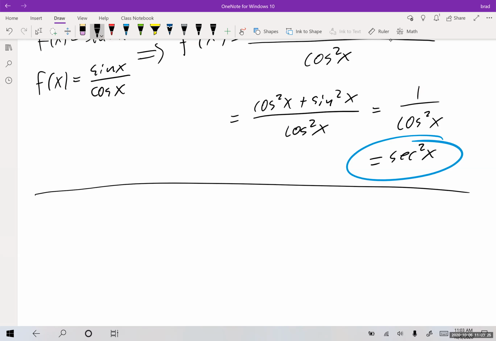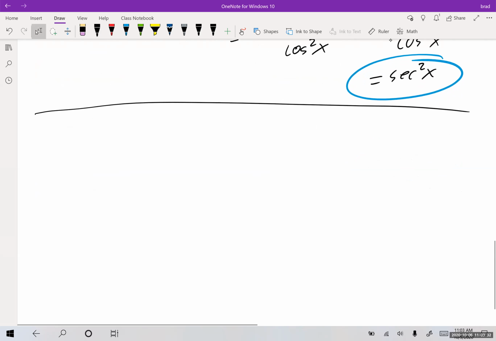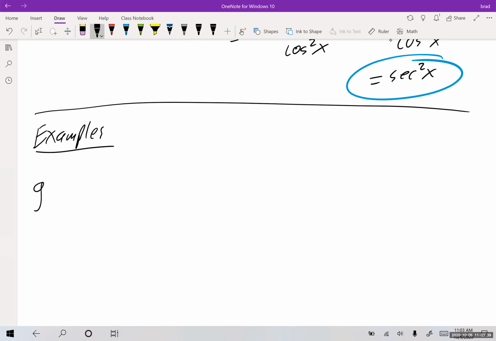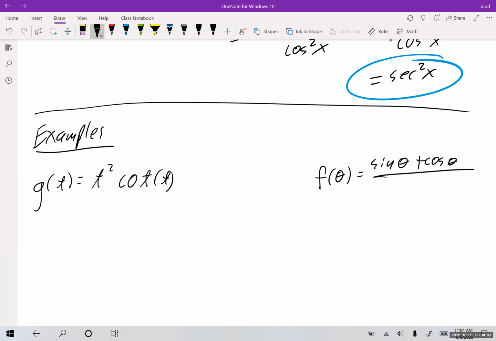So now what we're going to do is try a few problems. So example problems. Let's take a look at some. Okay, so why don't you guys try to find the derivative of these? So let's say g of t is equal to t squared cotangent of t. Okay, and let's say we have f of theta. F of theta is worth sine theta plus cosine theta all over cosine theta. Okay, so take a minute, pause the video, and give these two a shot and see if you can use your trig functions to work with these problems.